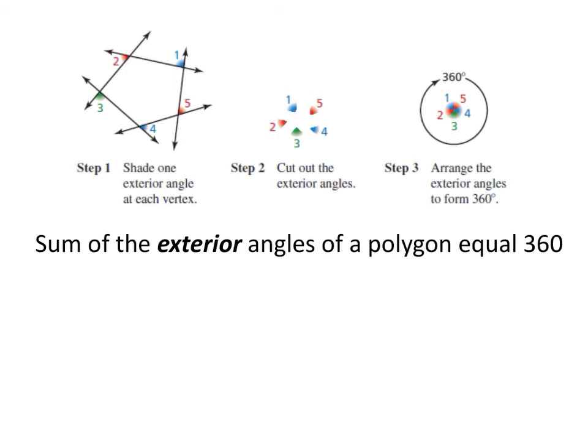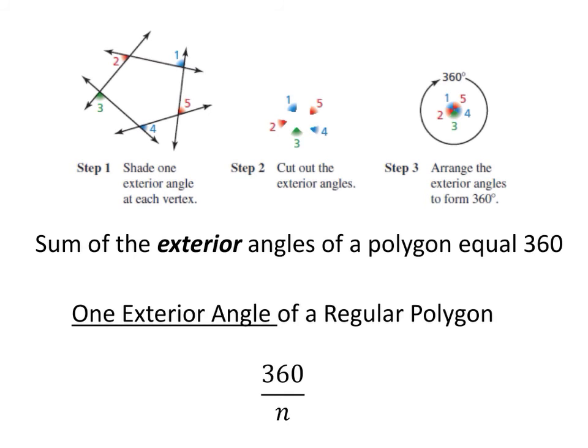Let's look at this in a different way. At step 1, shade one exterior angle at each vertex, and then step 2, if we were to cut out all those exterior angles and put them together, it would definitely arrange a complete circle. So you can think of it that way. All the exterior angles of a polygon add up to 360 degrees, and it doesn't matter what size polygon you have. This is true for all polygons.